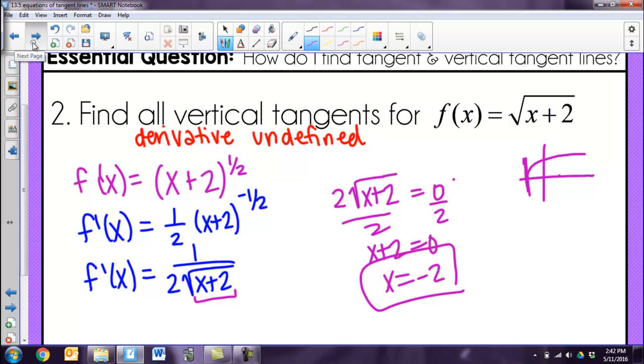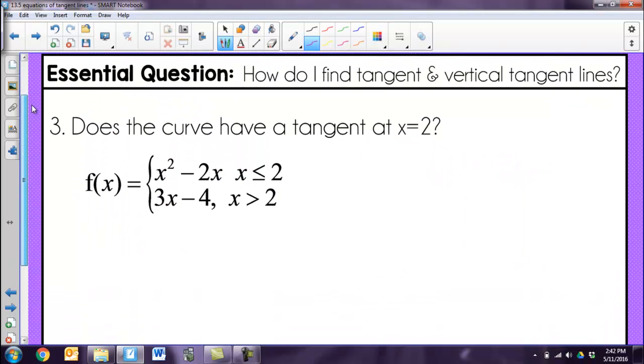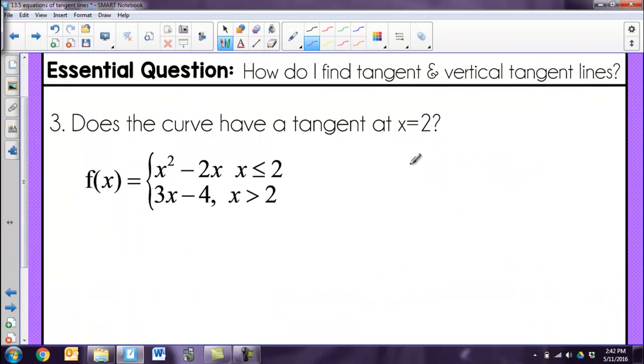Okay, the last thing is kind of similar to something we did in limits, and they're going to ask you, does the curve have a tangent at x equals 2? Or they might ask you, is it differentiable at a certain value? And you notice this is a piecewise function. The biggest thing we know about tangents is you can't have a tangent line at a sharp point or a sharp curve. So we're worried about either the picture of this graph, or I can take the derivative of each piece of this and see if those two are equivalent, kind of what we did with limits.